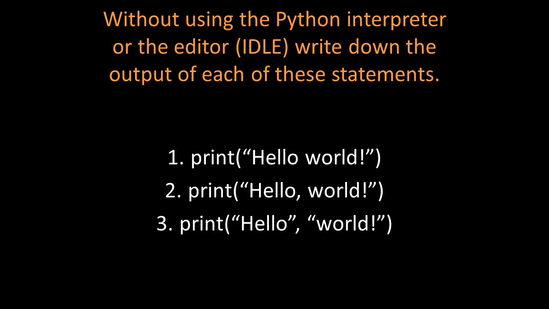So what I want you to do is look at these 3 print statements: print hello world, print hello comma world, and print hello comma world, and write the output down on a piece of paper. What do you think the computer is going to output to you if you type in print hello world between quotation marks? I don't know, that's why I'm asking you. So grab a piece of paper, pause the video, grab a pen, and write down the output of 1, 2, and 3.